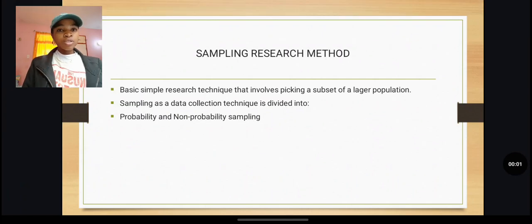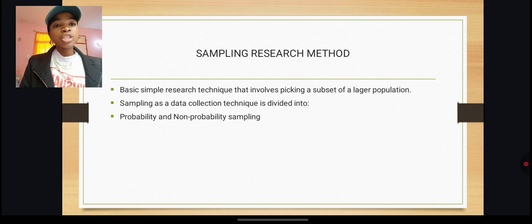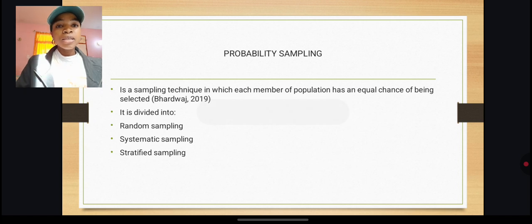Sampling research method refers to a basic simple research technique that involves picking a subset of a larger population. Sampling as a data collection technique is divided into two: probability and non-probability sampling. Probability sampling is a sampling technique in which each member of the population has an equal chance of being selected. It is divided into random sampling, systematic sampling, and stratified sampling.